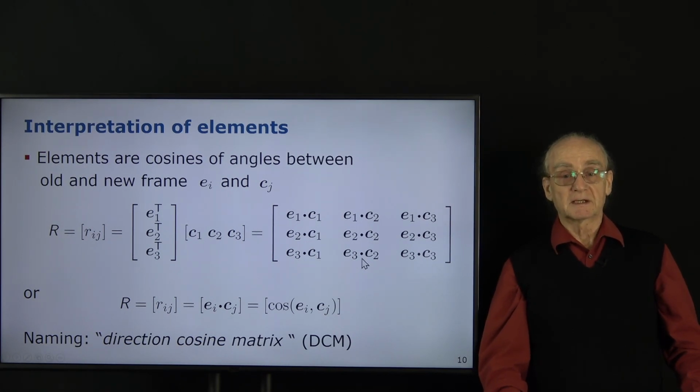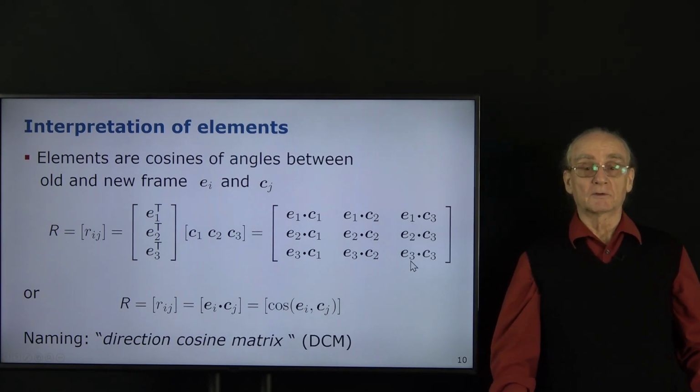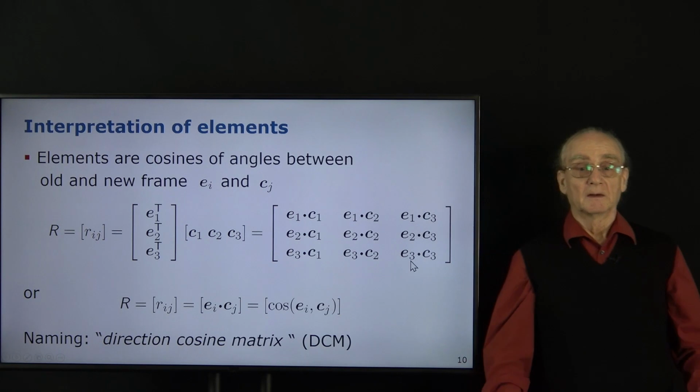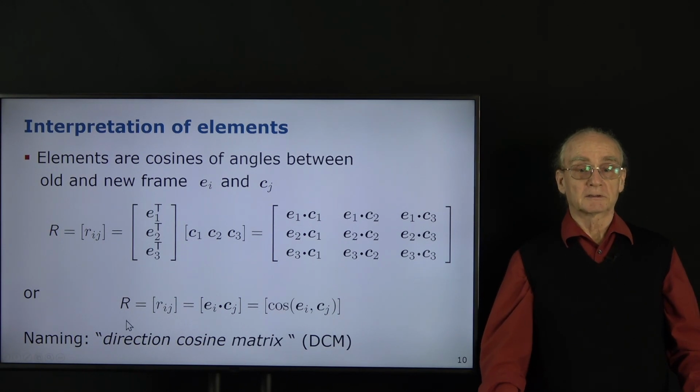That means what stands here is the cosine of the angle between the original basis vector, number 3, and the rotated second vector, that means the second column of the rotation matrix. That means this matrix contains the cosine of all angles between the original coordinate system and the directions of the rotated system. This is the reason why we could also write it in this short form.